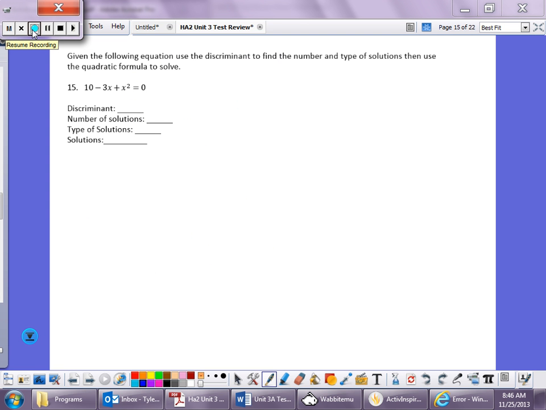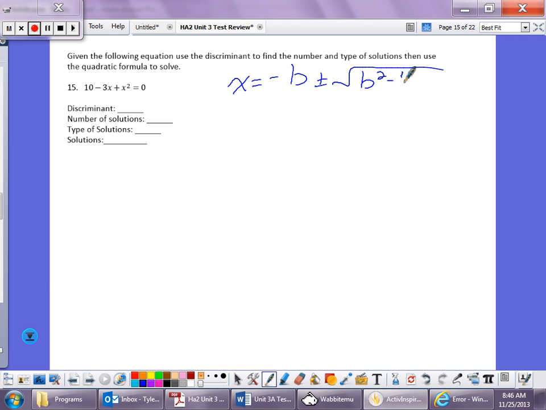So 15 asks you to find the discriminant, number of solutions, type of solutions, and what the solutions are. So remember, the discriminant comes from the quadratic formula, which is negative b plus or minus the square root of b squared minus 4ac, over 2a. The discriminant is just what's underneath the radical. So the discriminant is what I'm putting in a box here in red.